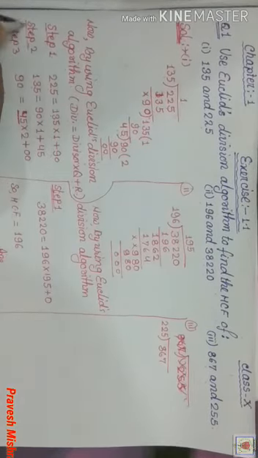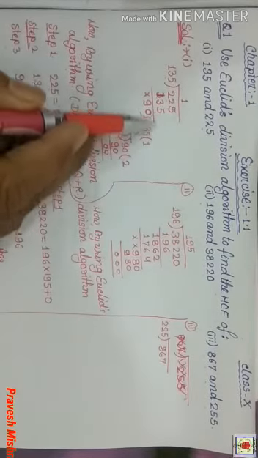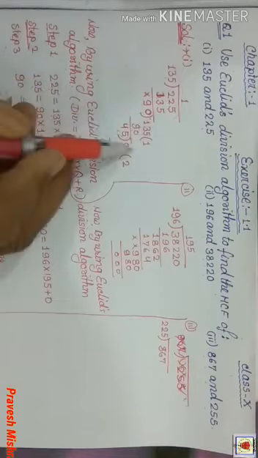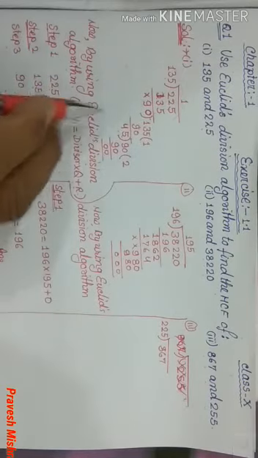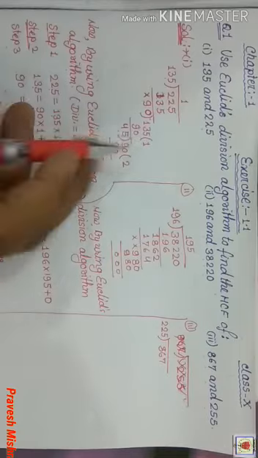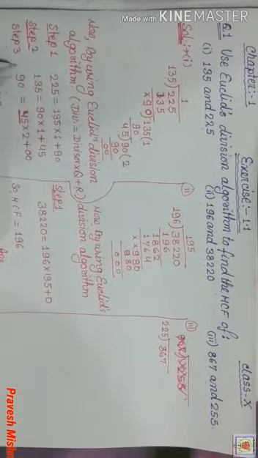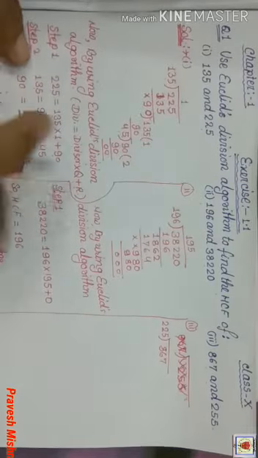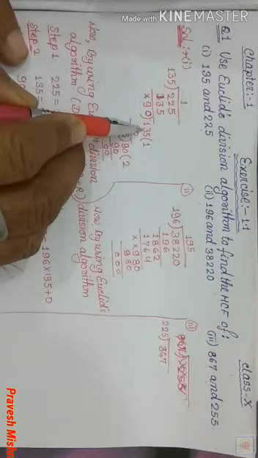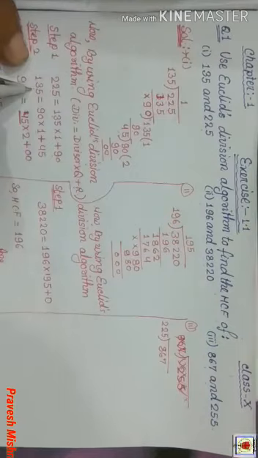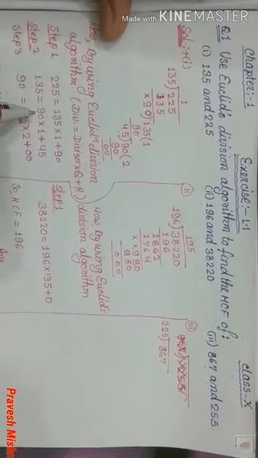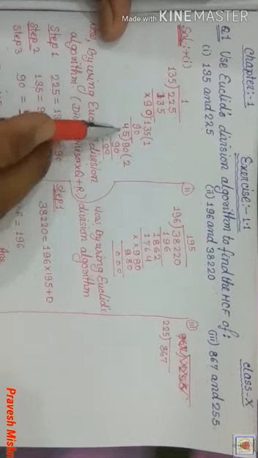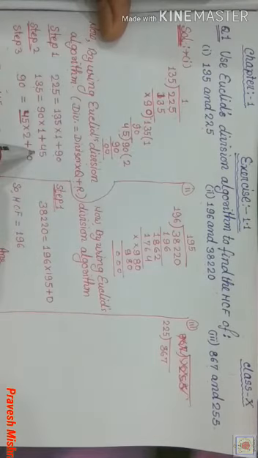In the second step, here is your second step: 135 is your dividend, 90 is the divisor, 1 is the quotient, and 45 is the remainder.